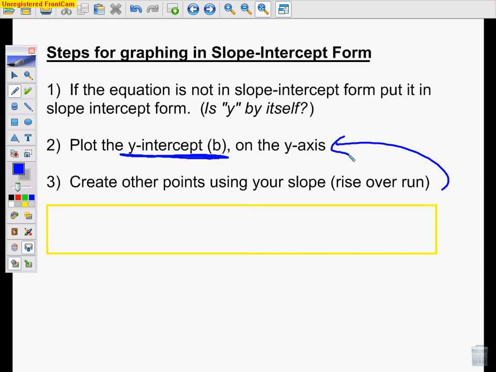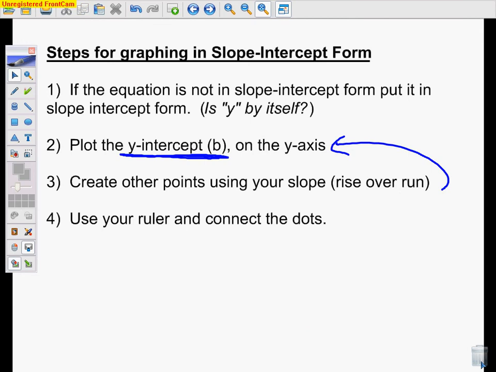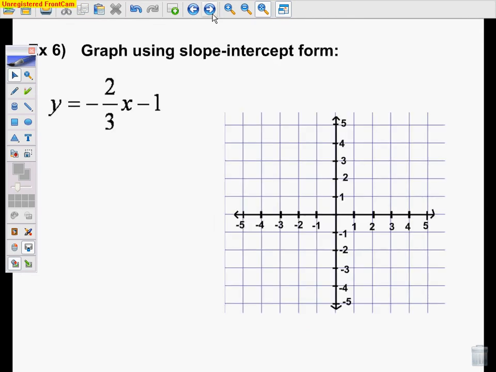Okay? And then after that, you're going to use a ruler and connect the dots. Use a ruler and connect the dots. All right, let's go ahead and try an example of this.